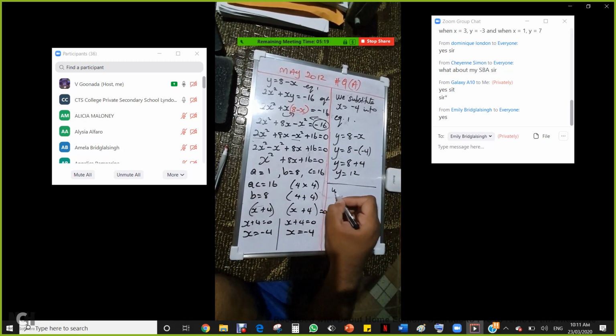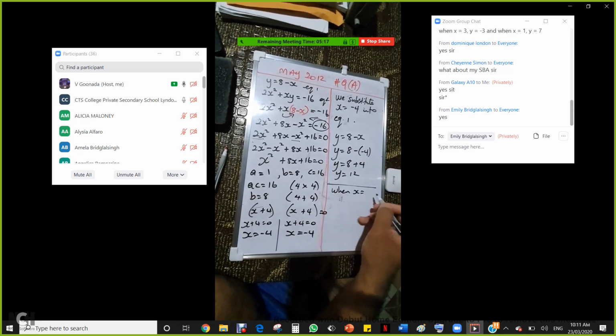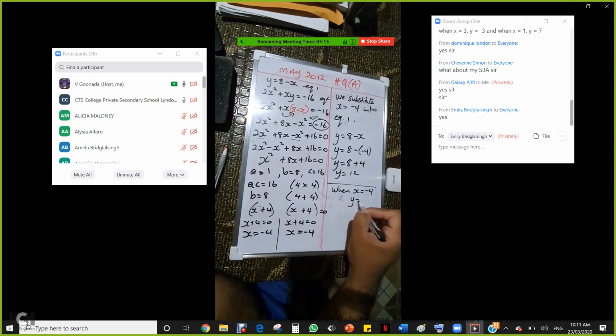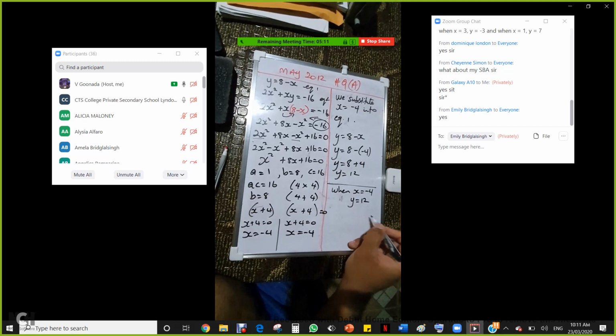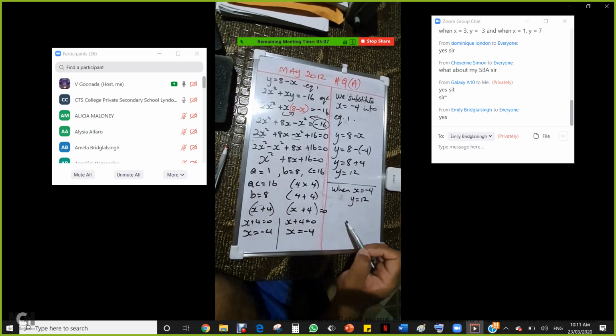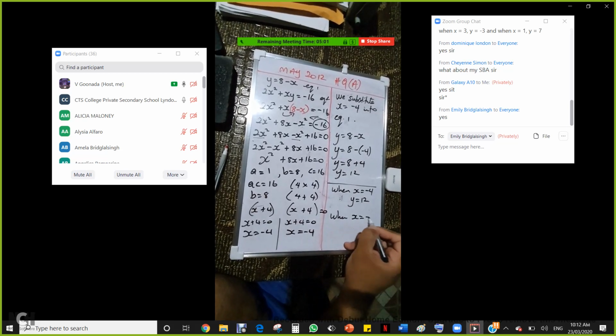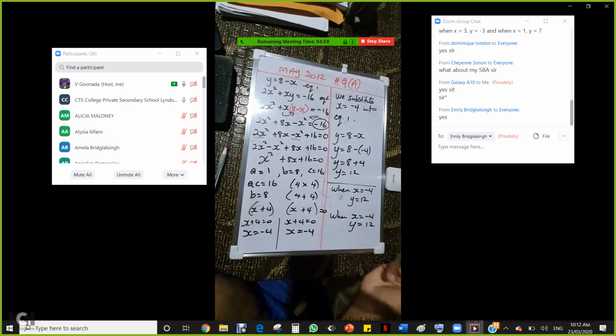So our solution, when x is equal to negative 4, y is equal to positive 12. Now you can write back this again, because remember with quadratics, you get two values for x and two values for y, but it will be the same. Right? So you can leave it as this, or you can say, again, when x is equal to negative 4, y is equal to 12.